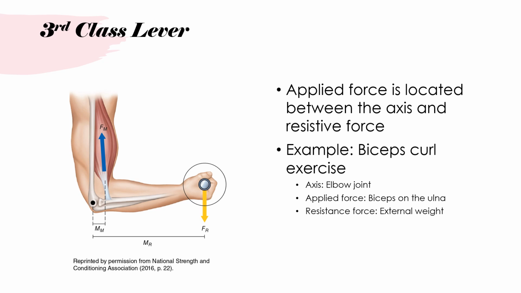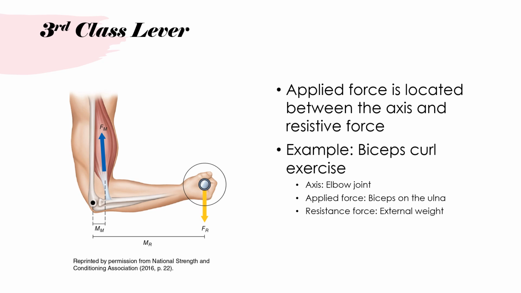Here you see in the example, the applied force is located between the axis and the resistive force. So with the bicep curl, the axis is the elbow joint. The applied force is the biceps on the ulna, and the resistive force is the external dumbbell.